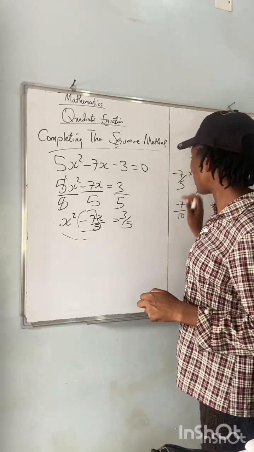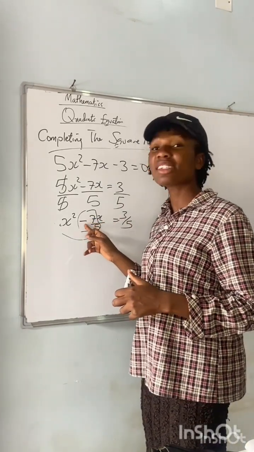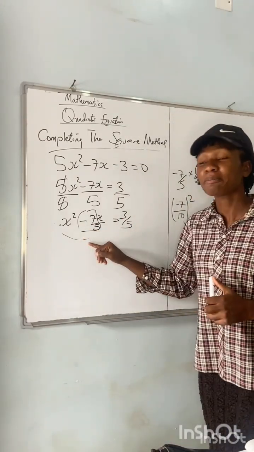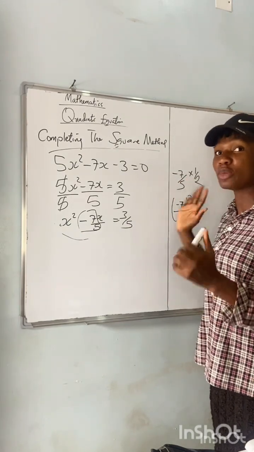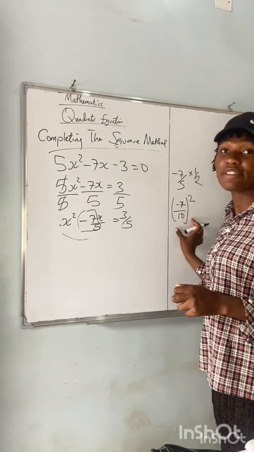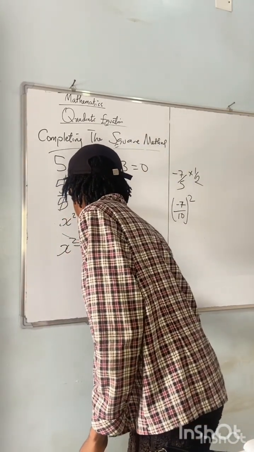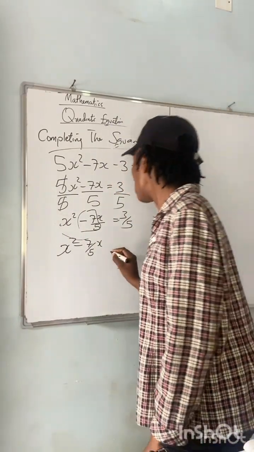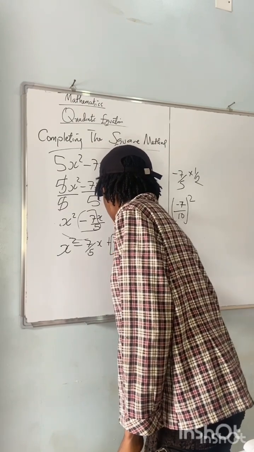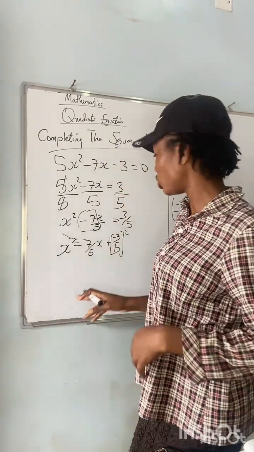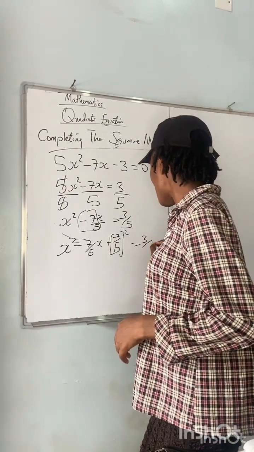If we've gotten minus 7 over 10, then we'll square it. The first thing we did is take minus 7 over 5, the middle term, the coefficient of our x, then multiply by half and then square it. If we have done this, then we have a square. So we'll have x squared minus 7 over 5x, and we'll add this to both sides, so plus minus 7 over 5 squared. Adding this to both sides makes it a balanced equation, because whatever we do here, we must do to the other side.